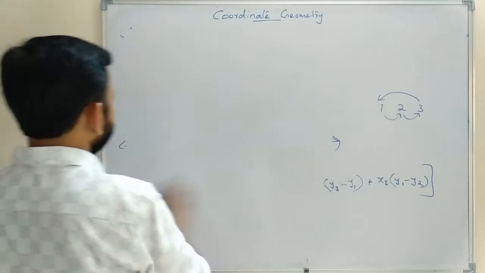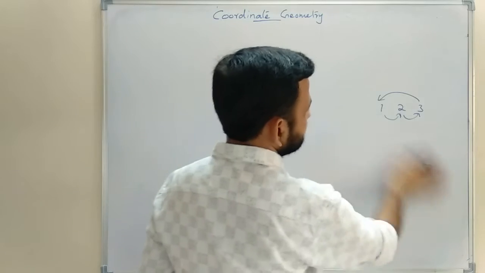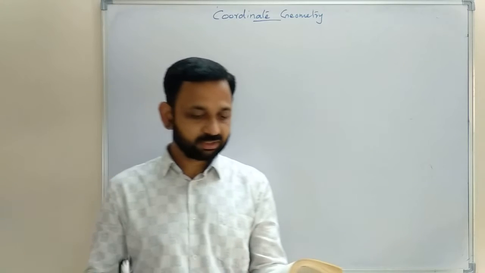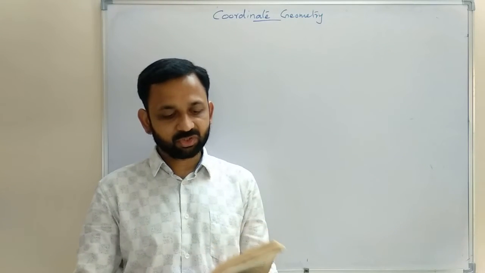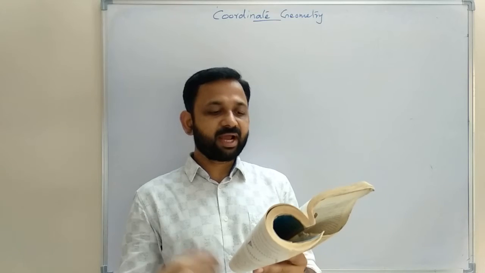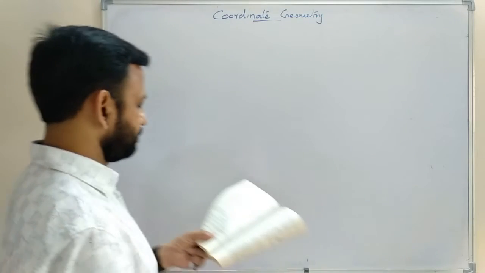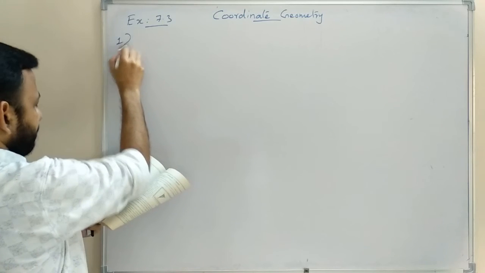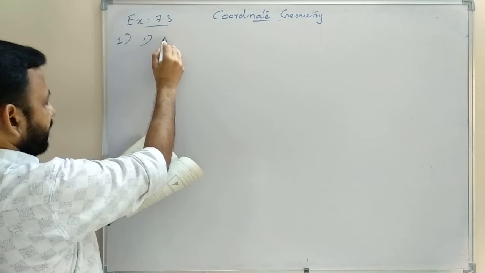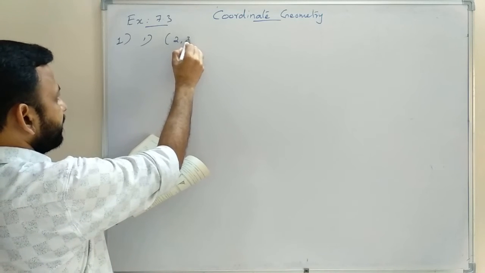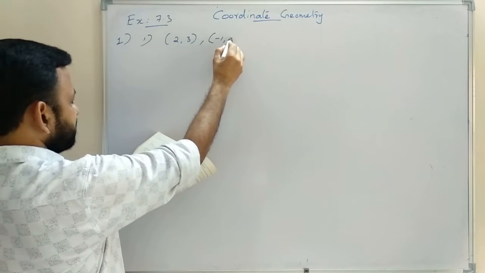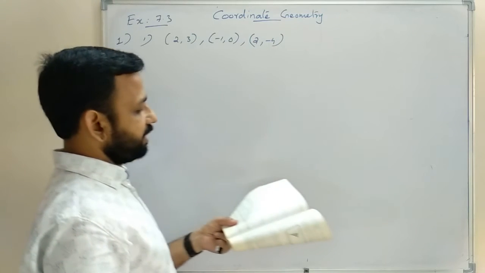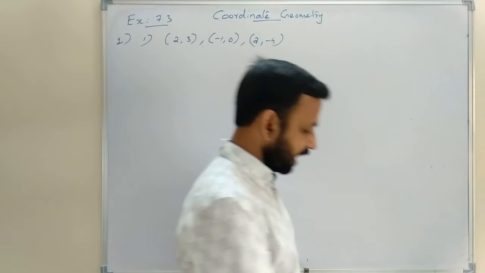Then we will do exercise. We will do exercise 7.3. Question number 1. Find the area of the triangle whose vertices are given. Exercise 7.3. Question number 1. We need to find the area of the triangle. Vertices are given. Ordered pair 2, 3. Then ordered pair minus 1, 0. Then ordered pair 2, minus 4. So we need to find the area of the triangle.